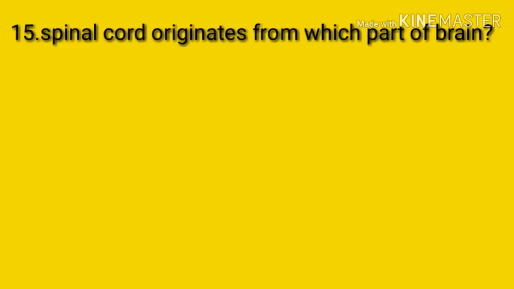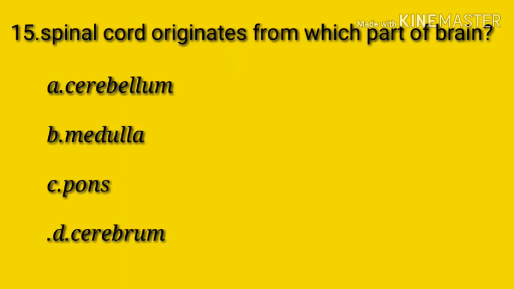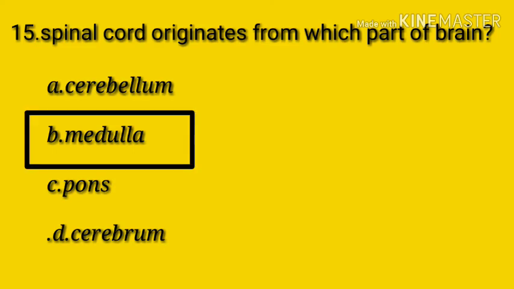Question number 15. Spinal cord originates from which part of the brain? Options A, cerebellum; B, medulla; C, pons; D, cerebrum. Answer is option B, medulla. From the medulla, the spinal cord originates.